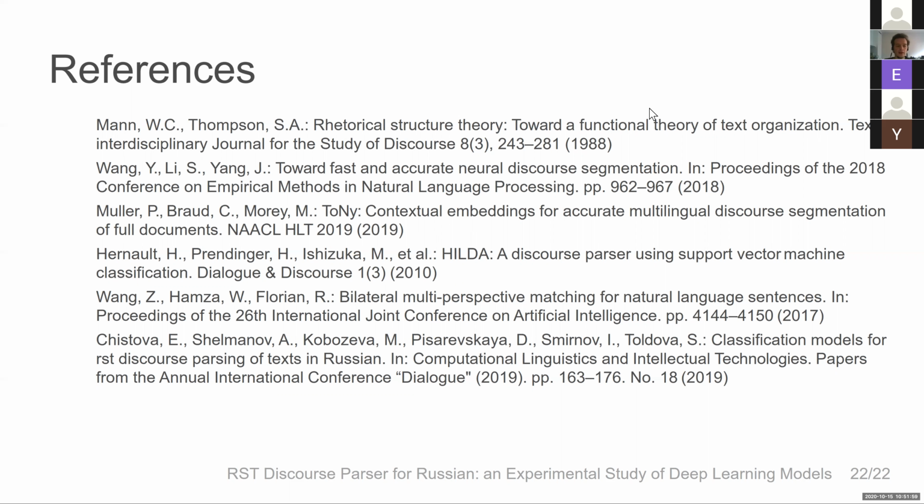All right. And the second question is, what can be the practical downstream tasks for which your RST discourse parser can be used? I mean, in which applications can you find potential interested users? Well, discourse parsing is useful everywhere where you analyze texts larger than one sentence. There are text summarization, machine translation, information retrieval, and so on.